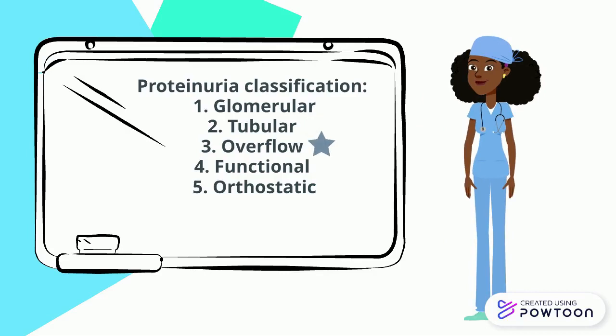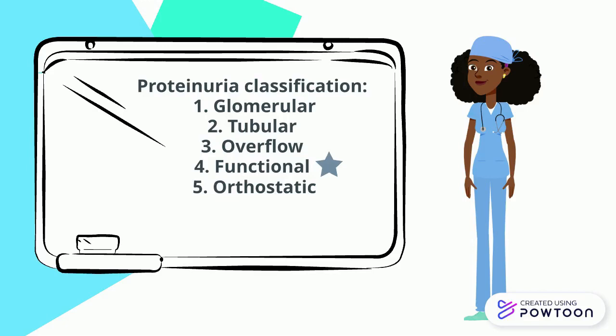In overflow proteinuria, the cells of the proximal tubule are healthy, but there is simply too much protein to reabsorb. Overflow proteinuria can be caused by conditions such as multiple myeloma, where the body is producing massive amounts of immunoglobulin light chain. Another mechanism is functional proteinuria.